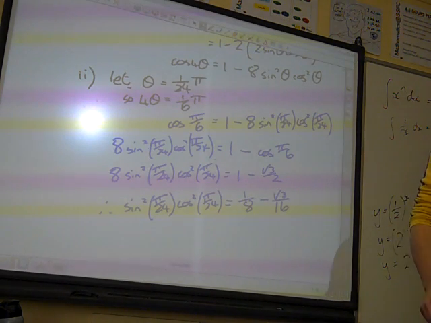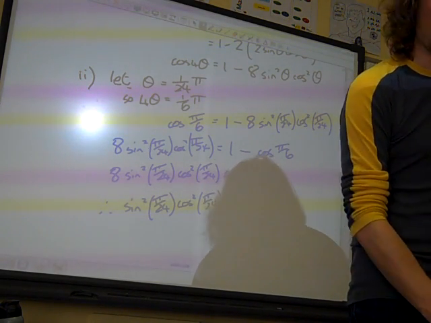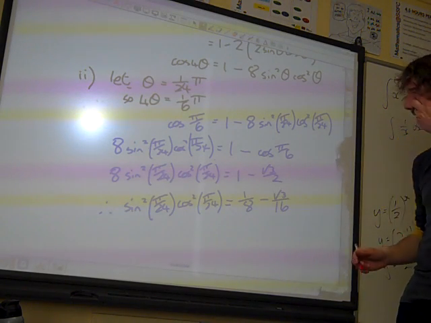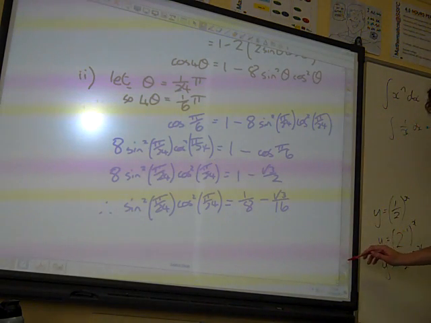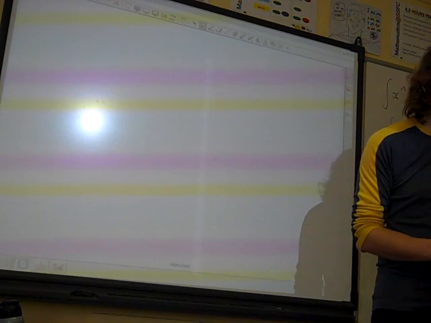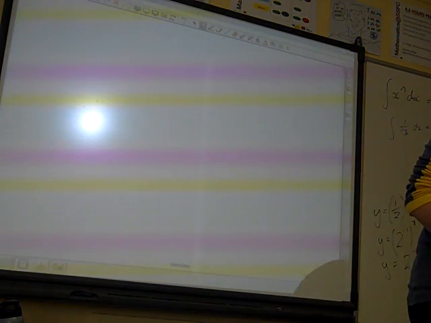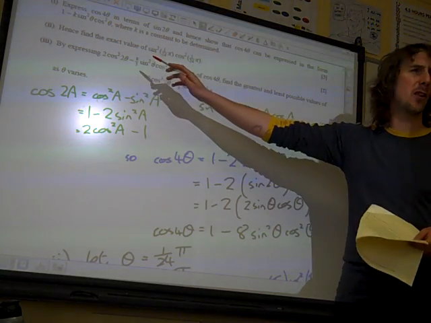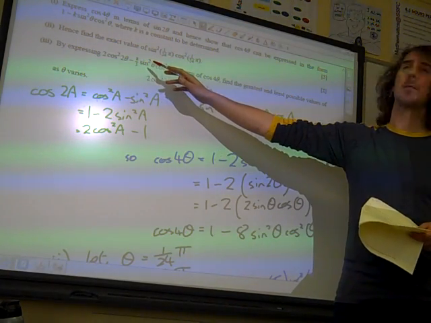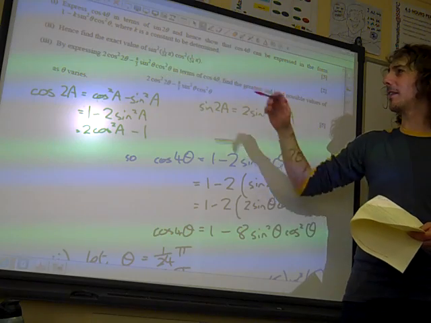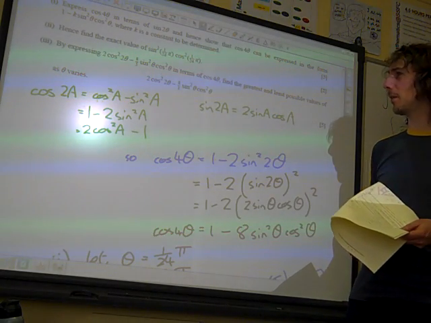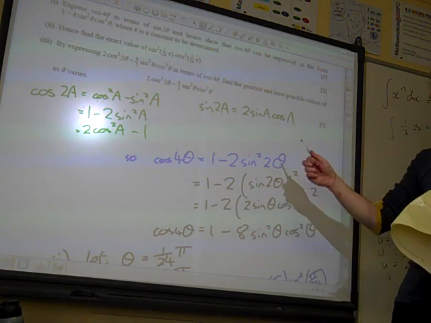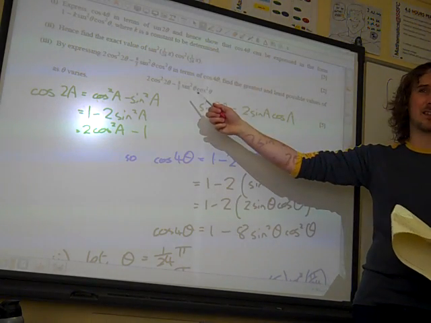Then finally, part 3. Part 3 is just a real mess. I'm going to go to a new page for this. It now says, by expressing 2 cos squared 2 theta minus 8 over 3 sine squared theta cos squared theta in terms of cos 4 theta, find the greatest and least possible values of that.